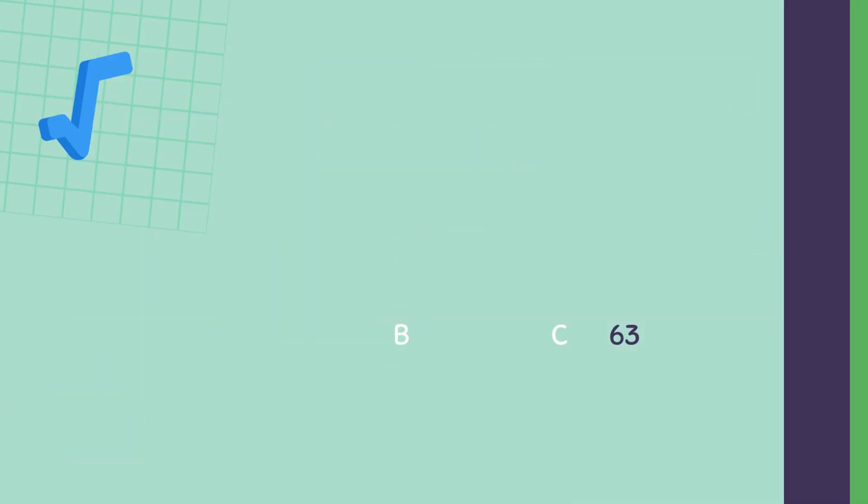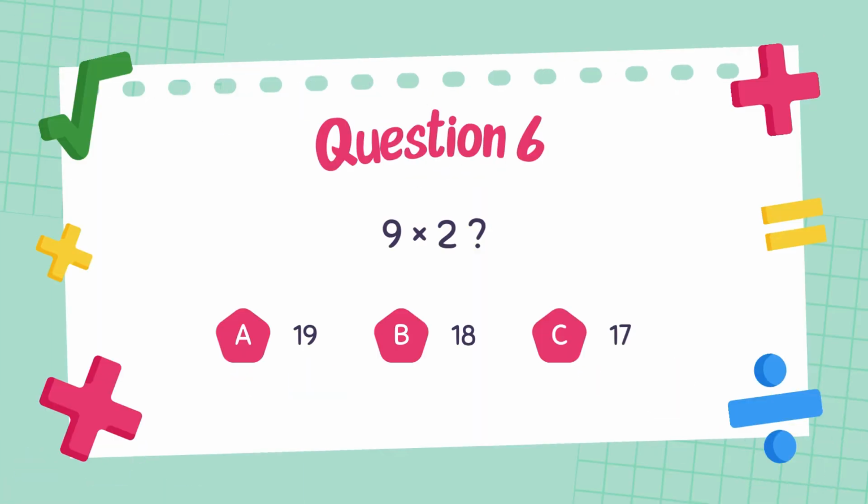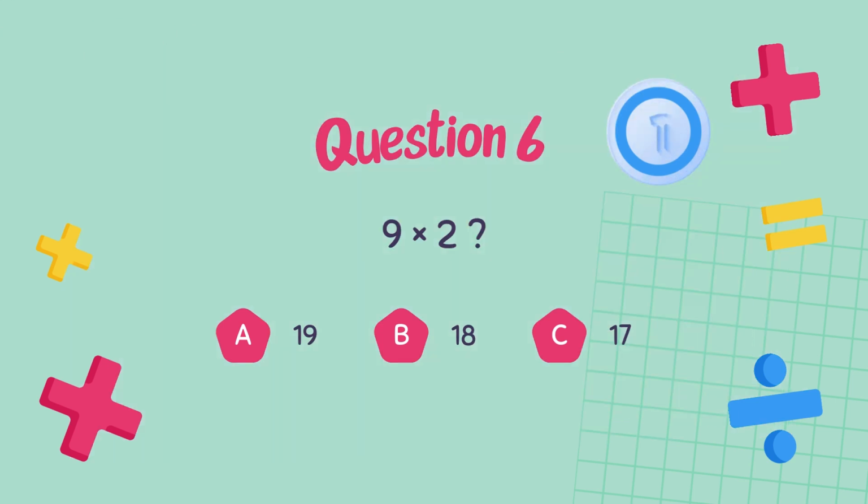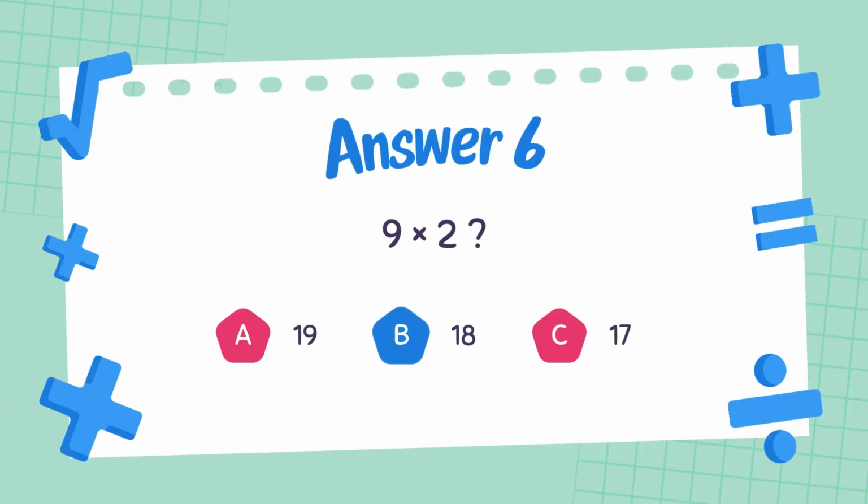Excellent work. Question 6. What is 9 times 2? Is it A, 19, B, 18, or C, 17? The answer is B, 18.